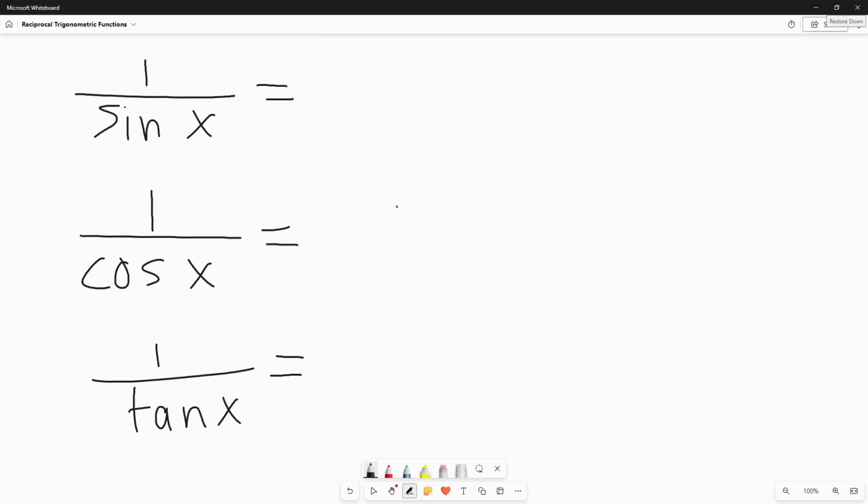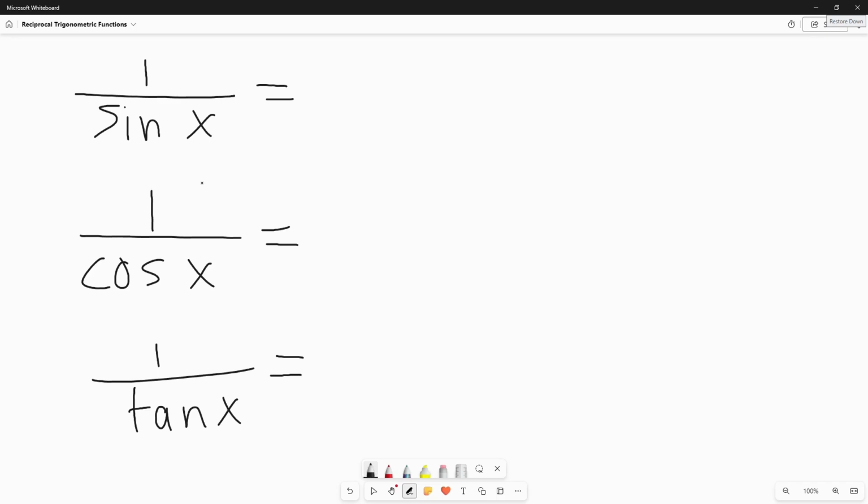So you should already be familiar with sine, cosine, and tangent. Sine is opposite over hypotenuse, cosine is adjacent over hypotenuse, and tangent is opposite over adjacent side. And the reciprocal of those functions actually have names.